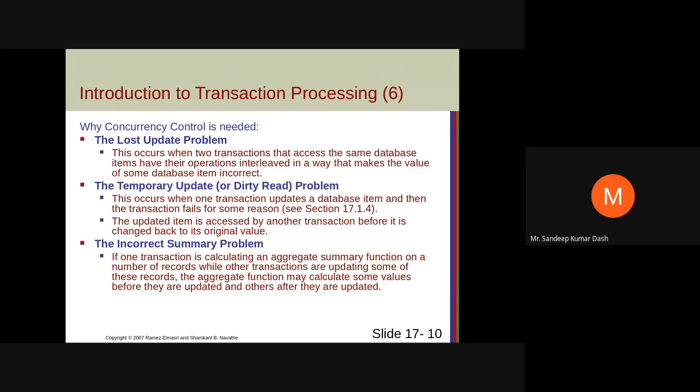The first thing is the lost update problem. The lost update problem occurs when 2 transactions access the same database item and have their operations interleaved in a way that makes the value of some database item incorrect. For example, see this one.